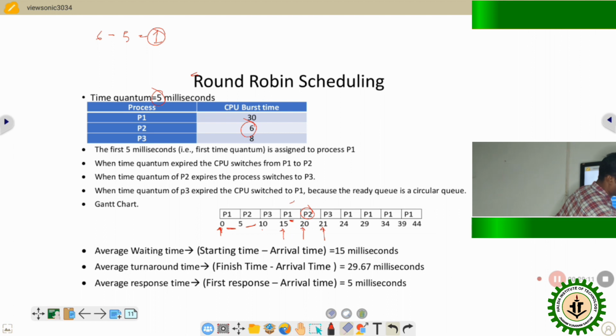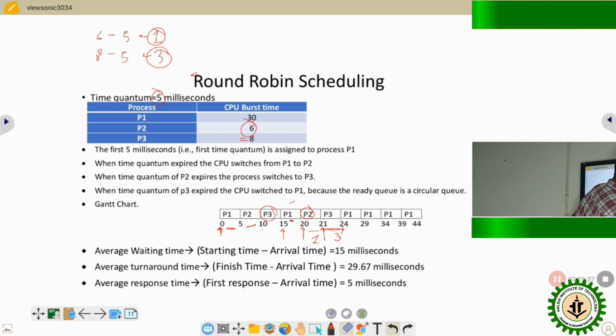Now P3 is another process. P3 gets its chance 21 to 24 because P3's burst is 8. So 8 minus 5, 5 is already done in this part. So how much is remaining? 3 is remaining. 21 to 24, that is P3.